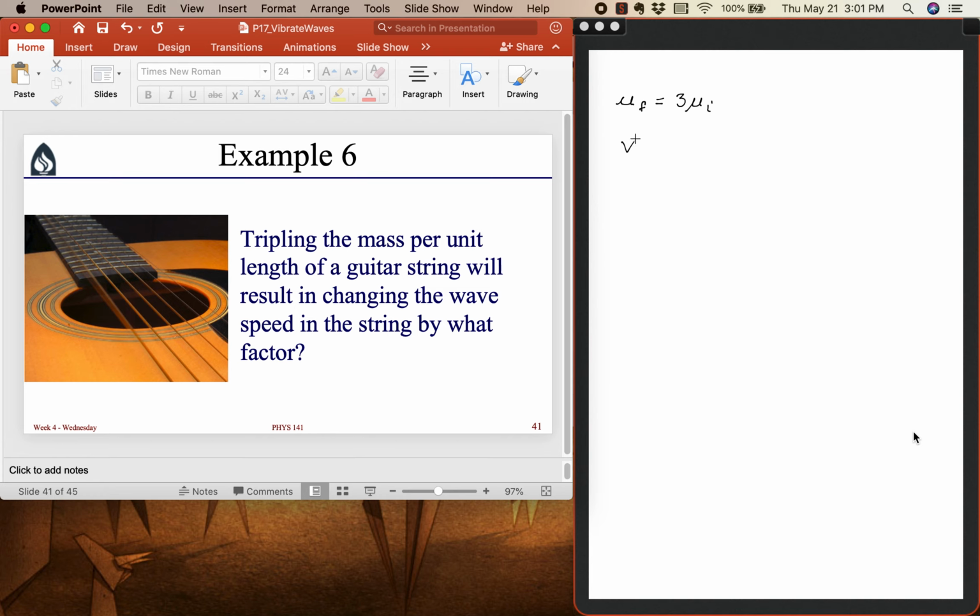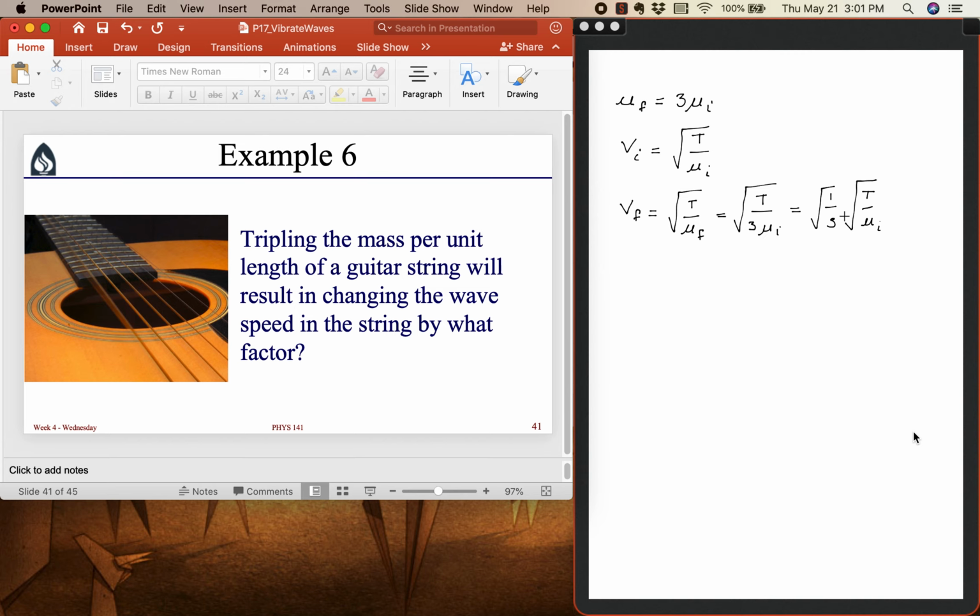So we know that the wave speed, and this is the wave speed initial, will be equal to the square root of the tension divided by the initial mass per unit length. If we look at the same thing for the final speed, the final wave speed would be equal to the square root of the tension over the final mass per unit length. However, we know that the final mass per unit length is 3 times the initial mass per unit length. And we know that we can rewrite this expression as being equal to the square root of 1/3 times the square root of T over the initial mass per unit length.